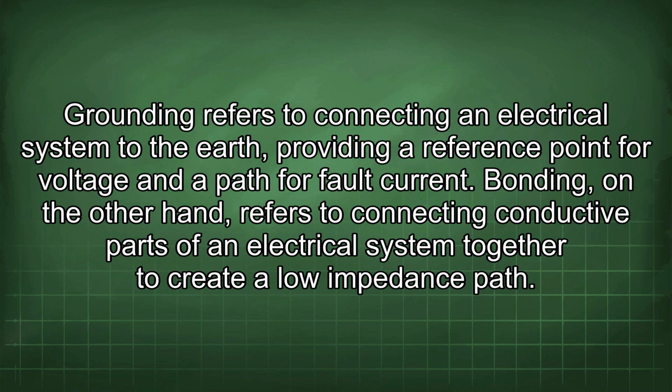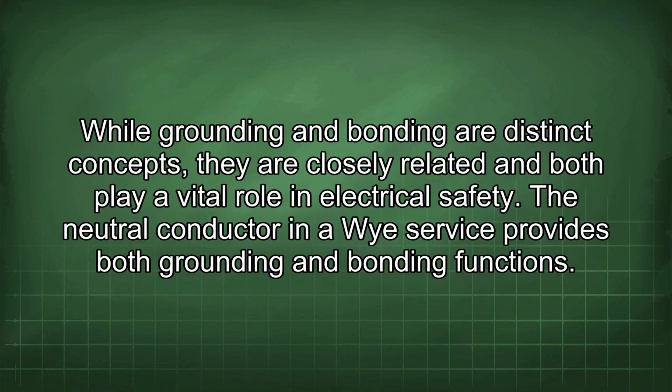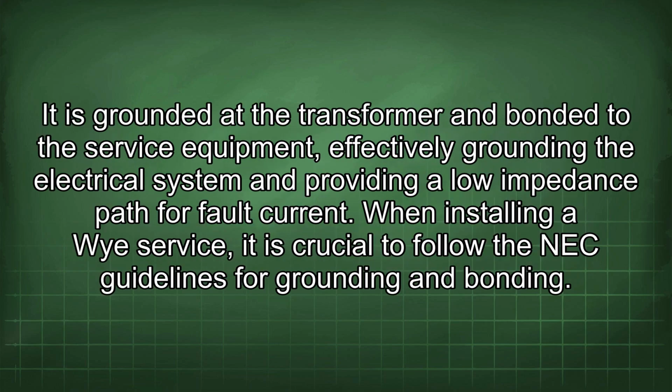Understanding the difference between grounding and bonding is essential. Grounding refers to connecting an electrical system to the earth, providing a reference point for voltage and a path for fault current. Bonding, on the other hand, refers to connecting conductive parts of an electrical system together to create a low impedance path. While grounding and bonding are distinct concepts, they are closely related and both play a vital role in electrical safety. The neutral conductor in a Y-service provides both grounding and bonding functions. It is grounded at the transformer and bonded to the service equipment, effectively grounding the electrical system and providing a low impedance path for fault current.